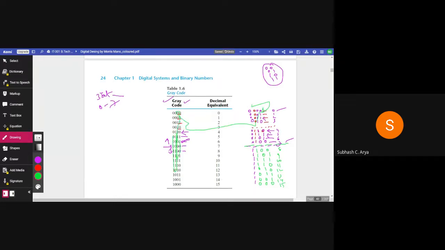And you can compare. Okay, last, what happened? Sorry.